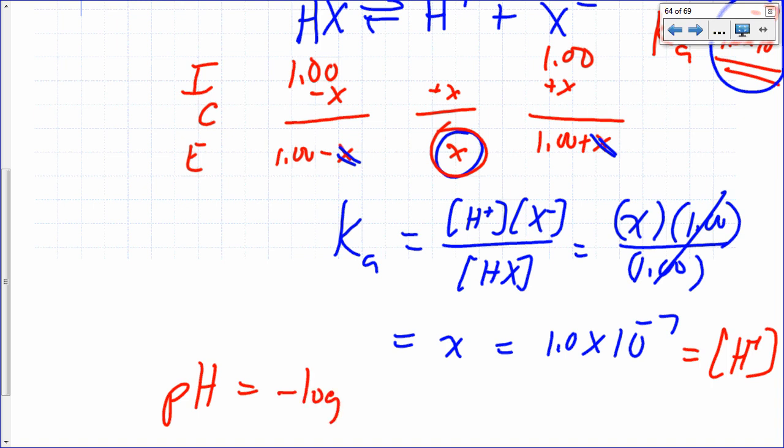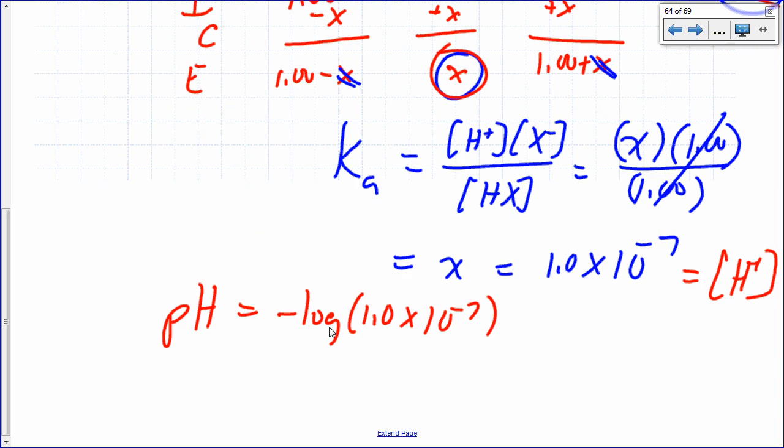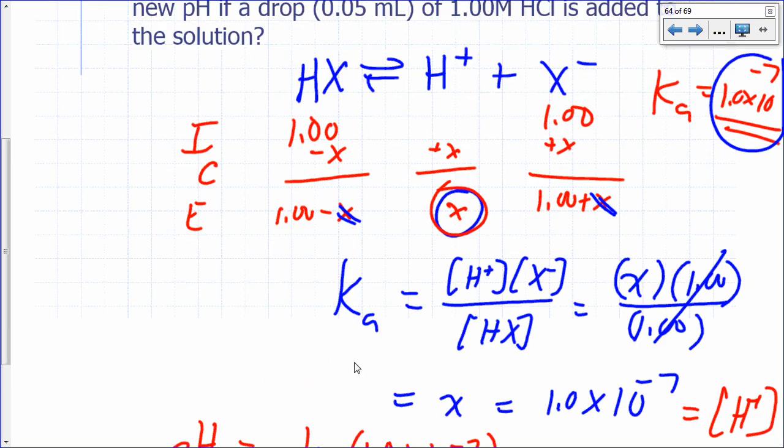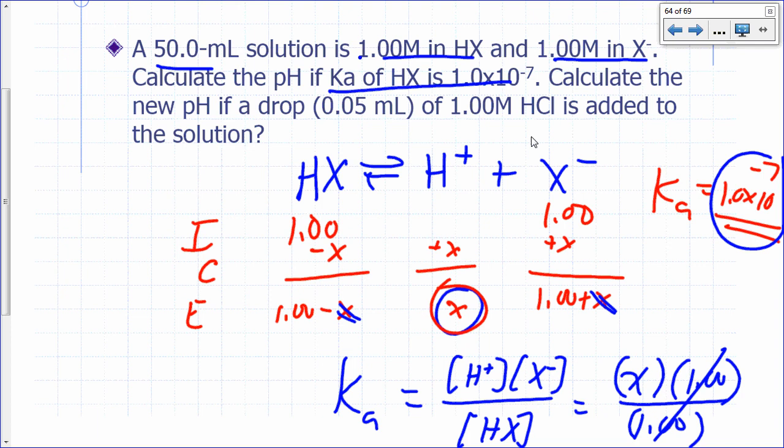Negative log of 1.0 times 10 to the negative 7. It's going to be 7.00. Your pH is going to be 7. Okay. What happens if you were to add HCl to it?